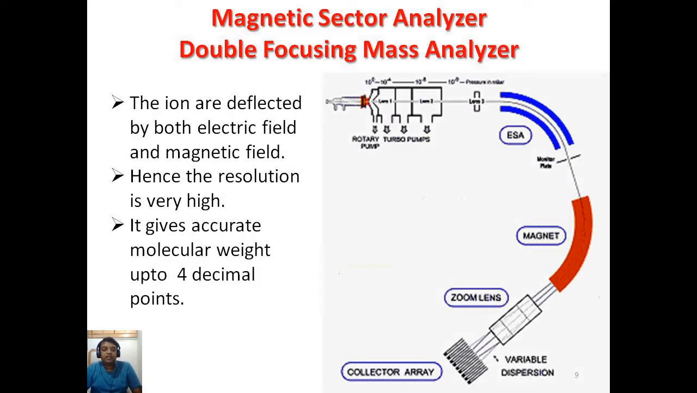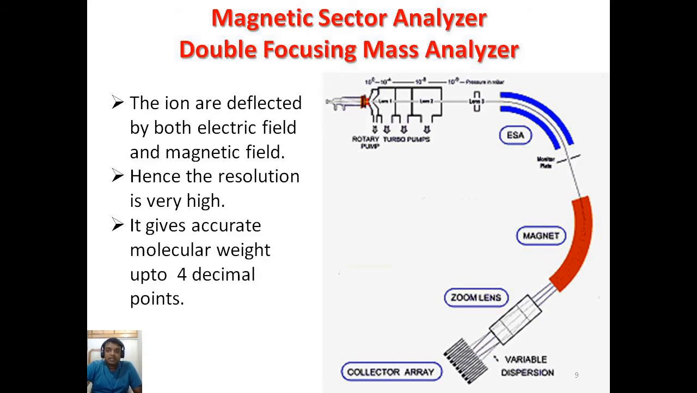We move towards the second analyzer, the double focusing mass analyzer. I already discussed the basic fundamentals of m/z, and this m/z provides the base values for our double focusing mass analyzer. In the double focusing mass analyzer, we start with the sample insertion probe. The sample insertion probe is attached to the ionization chamber.